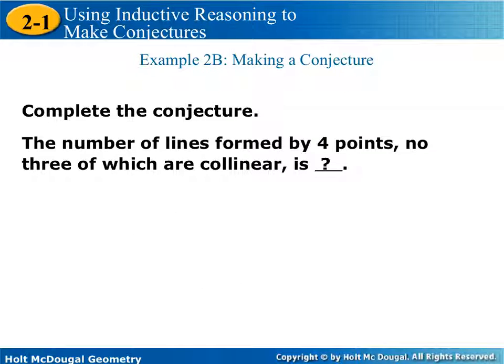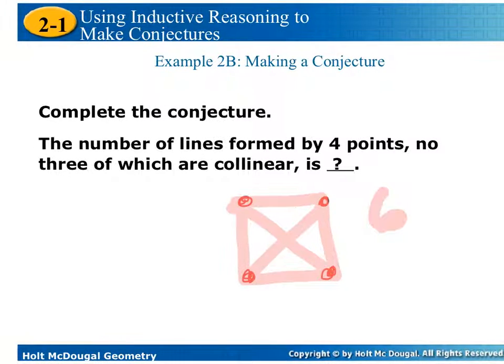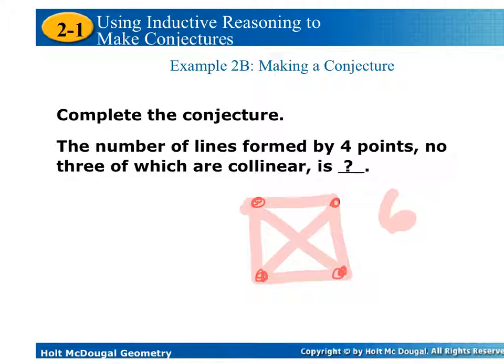So complete the conjecture. The number of lines formed by 4 points, no 3 of which are collinear, is... So let's have 4 points. 1, 2, 3, 4. How many lines can we form by these 4 points? We can make 6. Right, we have a line here, another one there, another one there, another one there. We have a diagonal line and a diagonal line. So it's 6 lines. So the number of lines formed by 4 points is 6, right? It's just asking for the number of lines. So that would be 6.